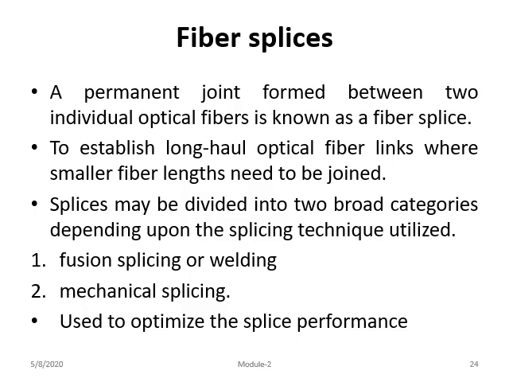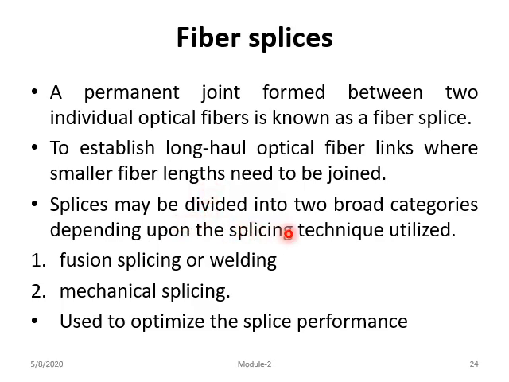So the next topic is fiber splice. We'll discuss fiber splice, a permanent joint formed between two individual optical fibers. The permanent joint formed between the two fiber ends is known as a fiber splice. They establish a long haul for long distance communication over optical fiber, where one fiber end is permanently joined with another fiber end. That's why fiber splice is so important.